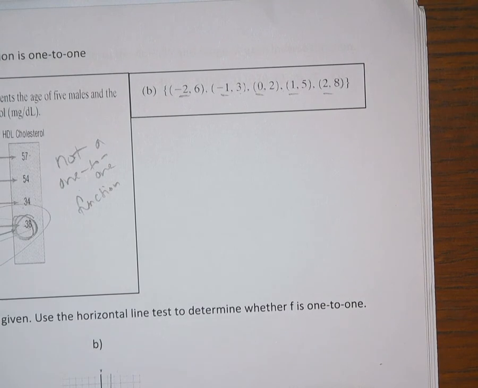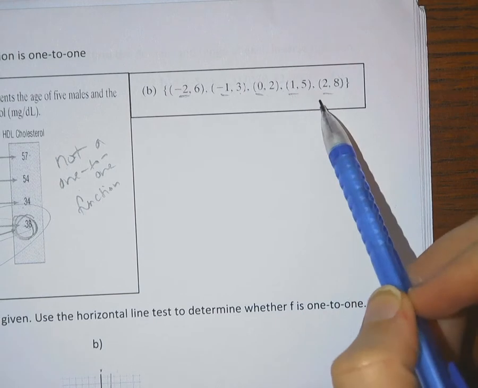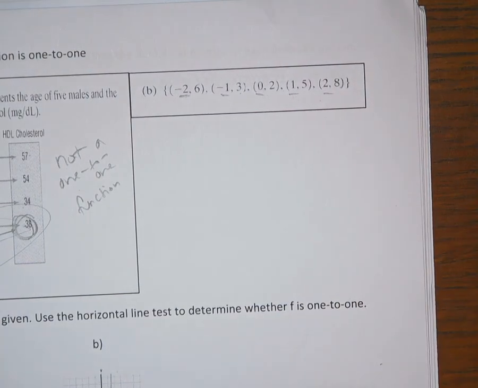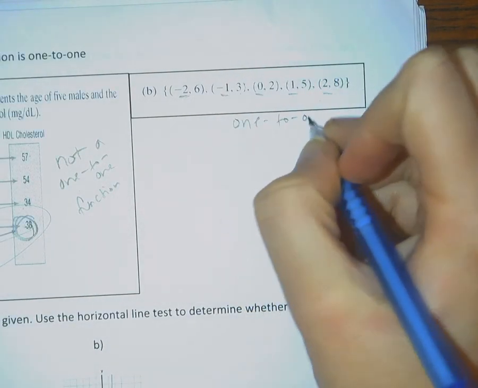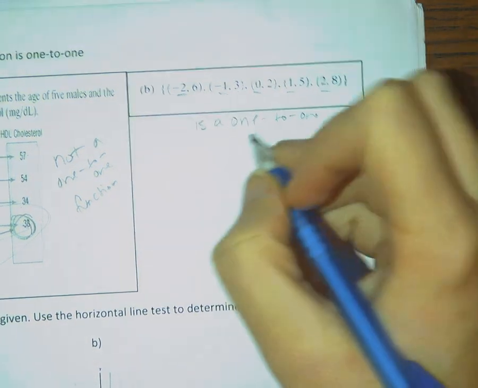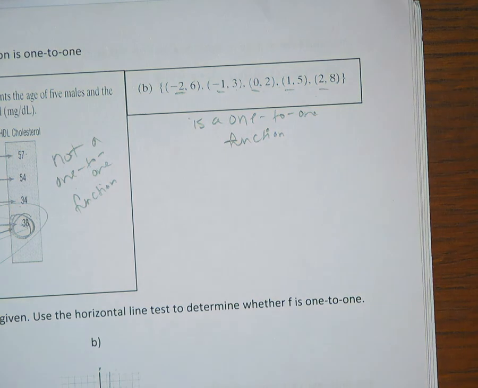So that's telling me that every input that I have here, -2, -1, 0, 1, and 2, has its own unique output, does not share with any other input. So that means that for every one x value I have here, or every one input, I have one y value, or one output. So then I can say that this is a one-to-one function or relationship here.